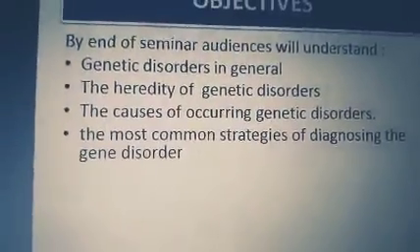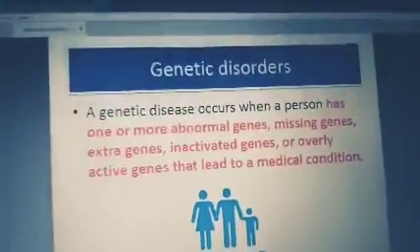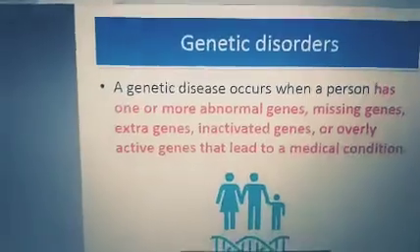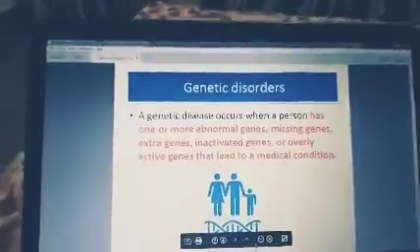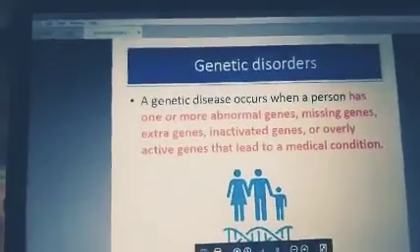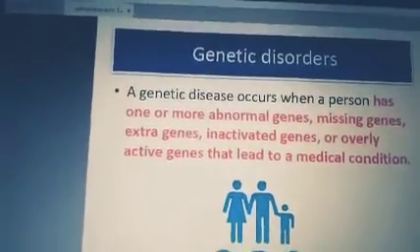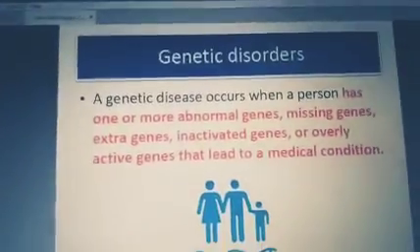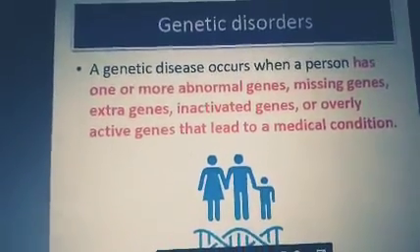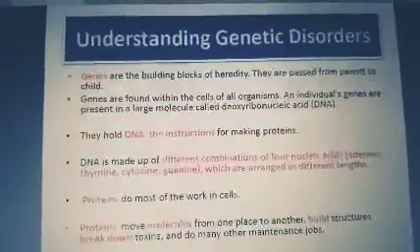So proceeding further, genetic disorders. A genetic disorder occurs when a person has one or more abnormal genes, missing genes, extra genes, inactivated genes, or overactive genes that lead to a medical condition. Importantly, if there is any defect within the genome of a person, whether in one gene, two genes, or at the chromosomal level, it will surely lead to a genetic disorder, which would definitely have very harmful consequences and a very dreadful phenotypic occurrence.